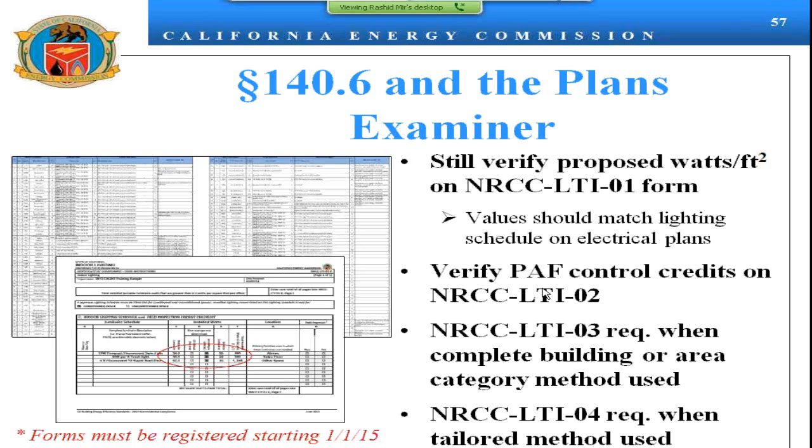So generally speaking, for electricians, for lighting, the LTI1 form and the LTI3 form will be required for majority of projects. The LTI2 form will be required if you're taking control credits, and the LTI4 form will be required when the tailored method is used. Again, come January 1st, reiterating the asterisk here down in the left corner, all of these forms, certificates of compliance, will need to be registered with the non-res data registry come January 1st or after, if we have a non-res data registry approved at that time.